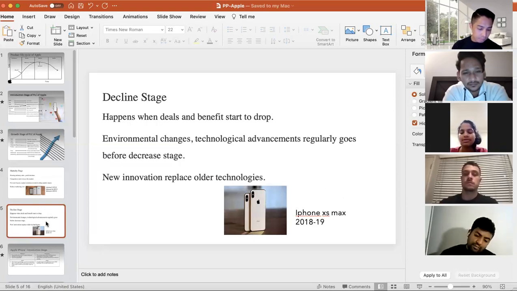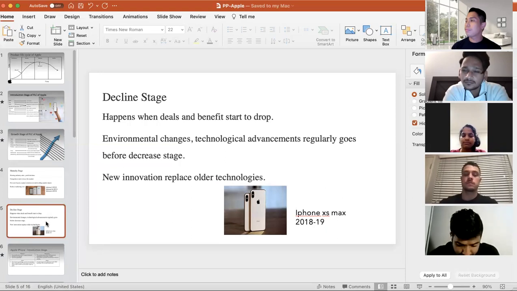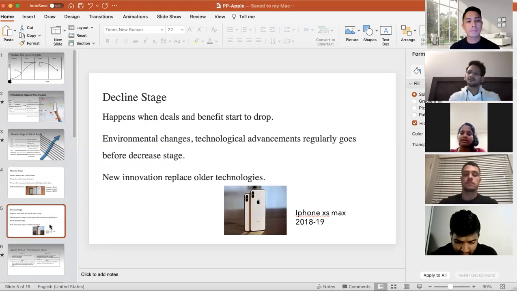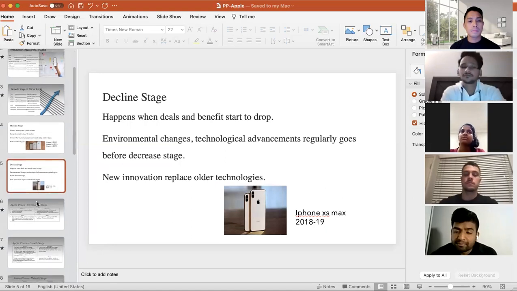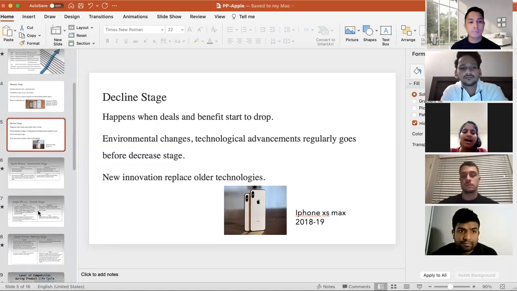They are no longer interested in the product because the product does not offer new features or new offerings as compared to other products that are currently in the introduction or growth phase. So nobody's going to buy iPhone XS Max. Everybody is going to buy iPhone 12 or iPhone 13, which is the latest product.